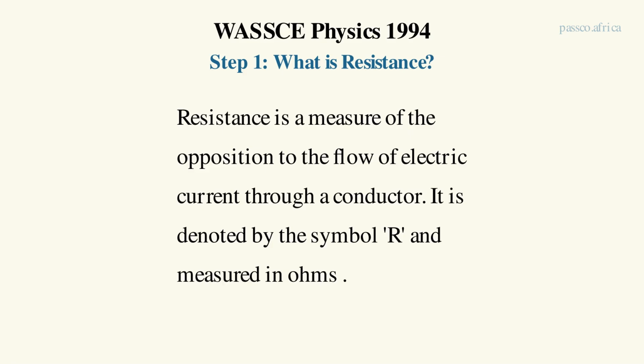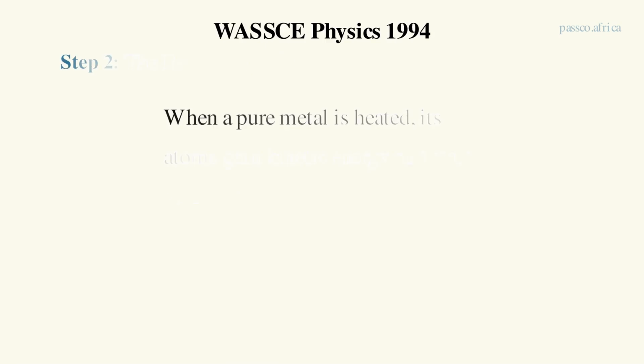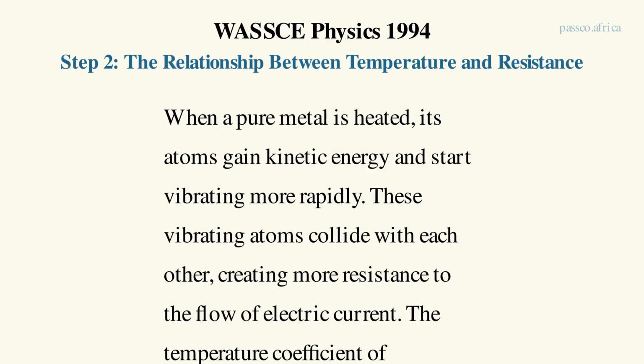Step 2. The relationship between temperature and resistance. When a pure metal is heated, its atoms gain kinetic energy and start vibrating more rapidly. These vibrating atoms collide with each other, creating more resistance to the flow of electric current. The temperature coefficient of resistance is a measure of how much the resistance of a metal increases with temperature.